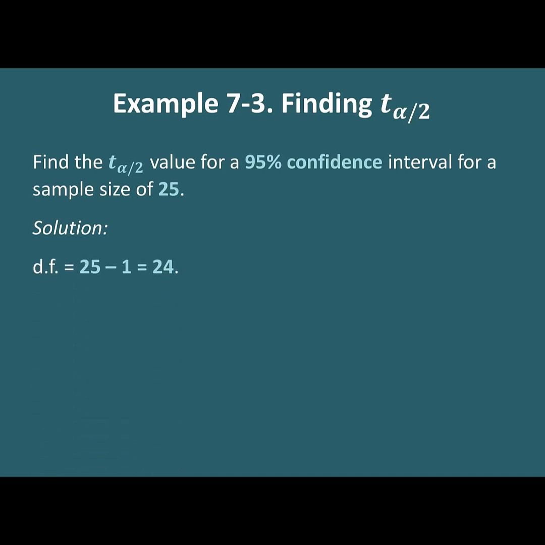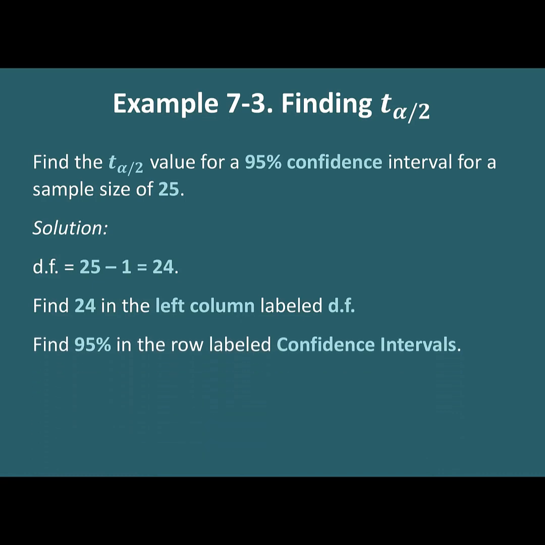First thing we do is look for the degrees of freedom, which once again is the sample size minus 1. In this case, my degrees of freedom is 24. So we first start off by looking for the number 24 in the left column labeled df, in the table that you saw on the previous slide. Now find 95% in the row labeled confidence intervals. Here, the critical value will be 2.064.